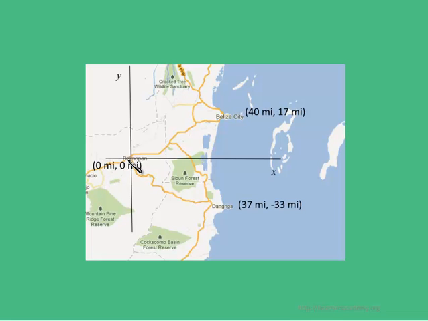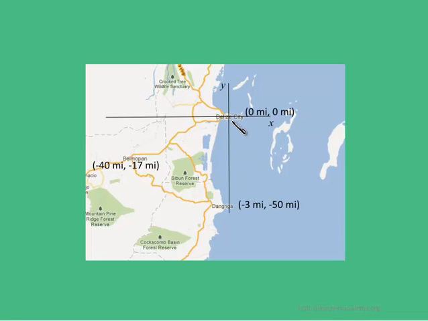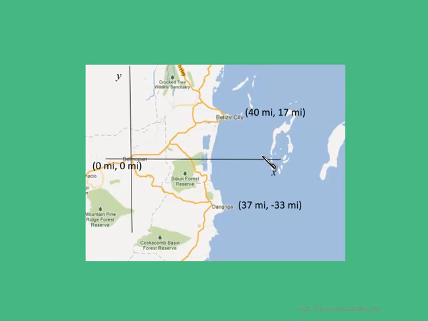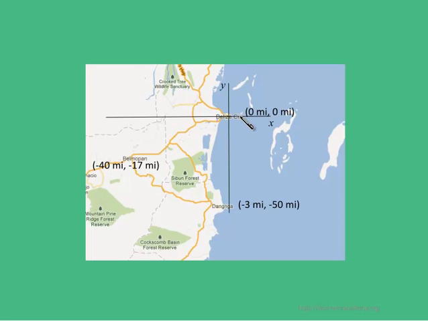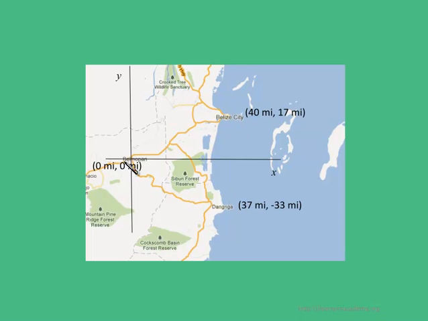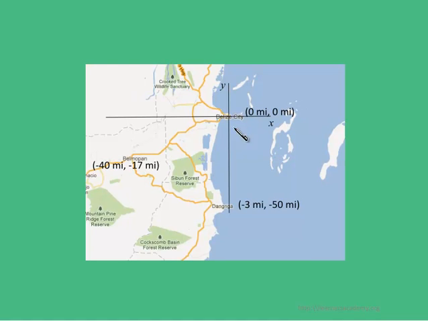You don't have to place the origin here, however. You can place the origin here, in which case now Belize City is at 0, 0, Belmopan is at minus 40, minus 17, and Anguilla is at minus 3, minus 50. So is any one of these choices better? Well, probably not. Maybe in the context of the specific problem, it would maybe be obvious that this choice is better or this choice is better. The thing is, you have to make a choice.